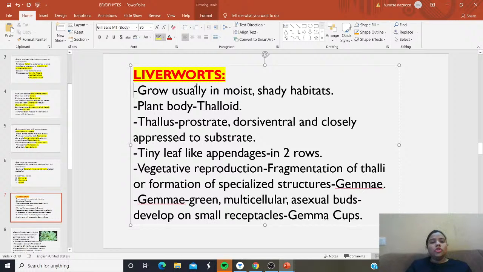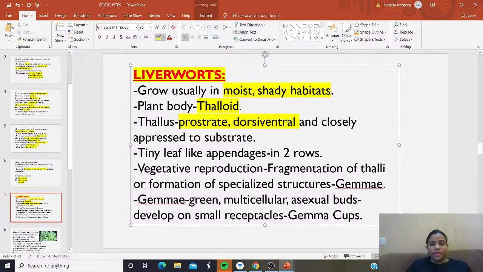These liverworts usually grow in moist and shady habitats. The plant body here is also thalloid. So in liverworts the plant body is thalloid. And how is the thallus? It is prostrate, dorsiventral and closely pressed to the substrate to which it is attached.